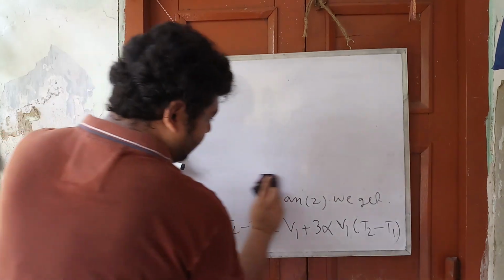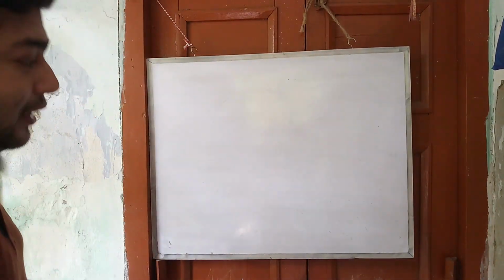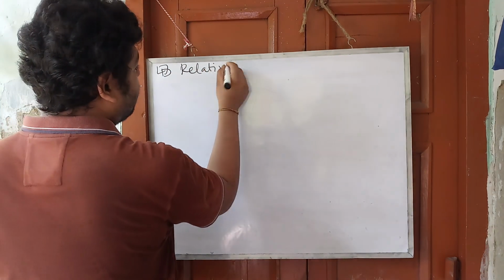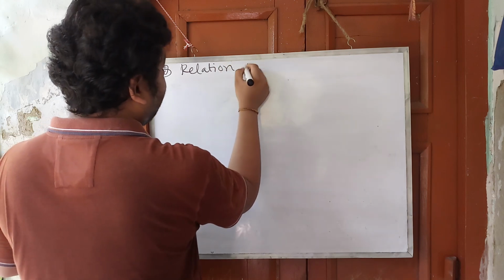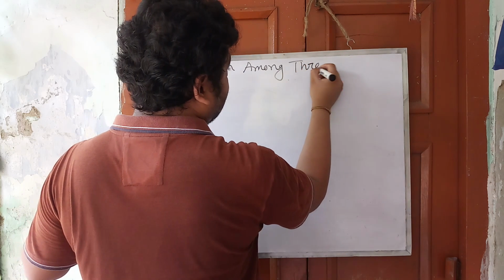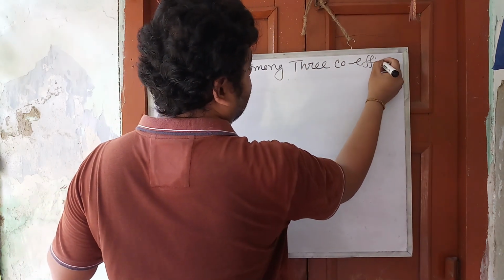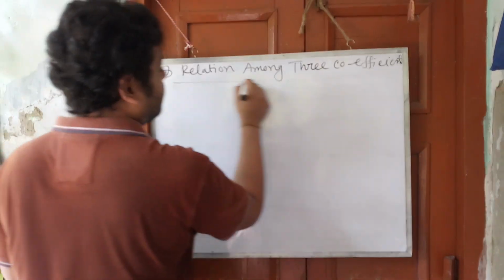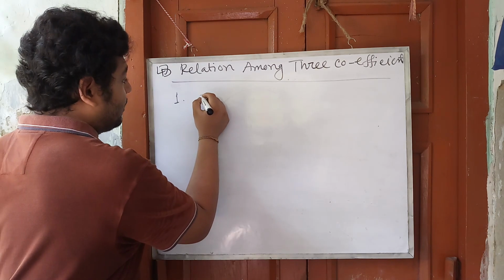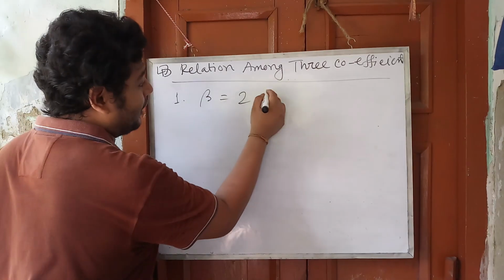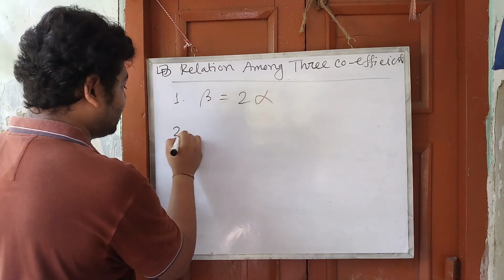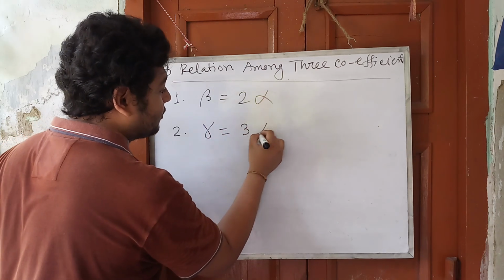So now we can get the relation among the three coefficients. From our first relation, we get beta equal to twice alpha, and from the second part we get gamma equal to thrice alpha.